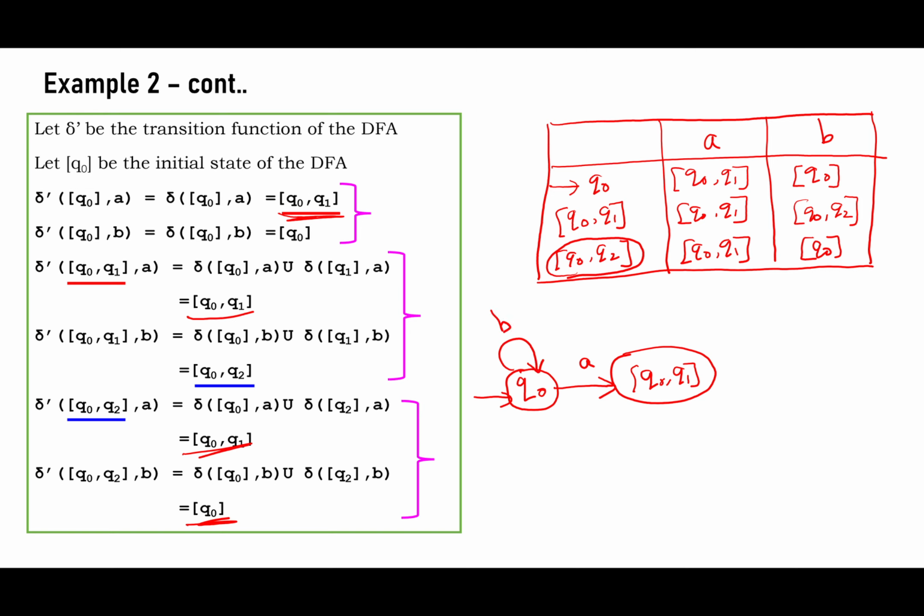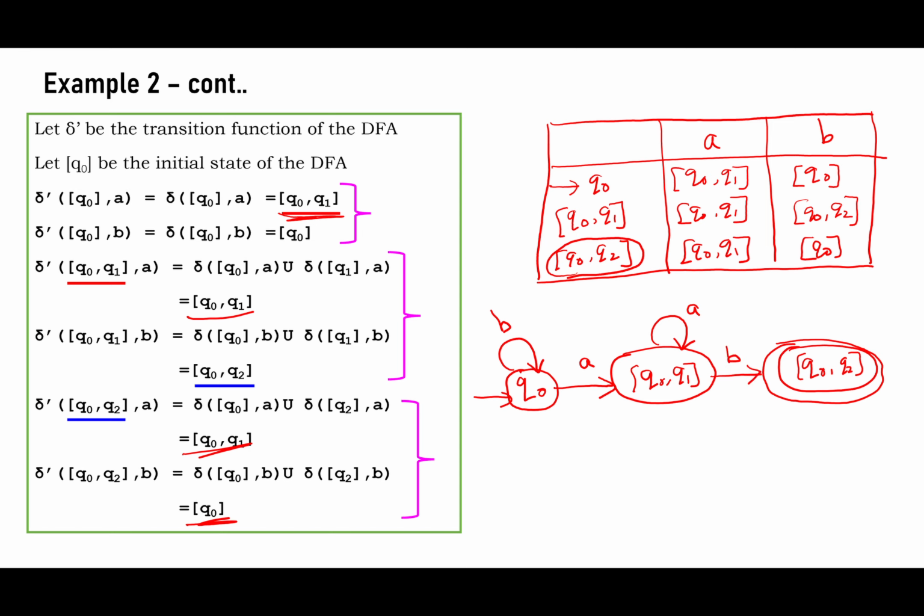Then what is q0 q1 comma a? It is q0 q1, so it is a. Then what is q0 q1 comma b? It is q0 q2. So this is the final state, and we have to represent it with the double circle.